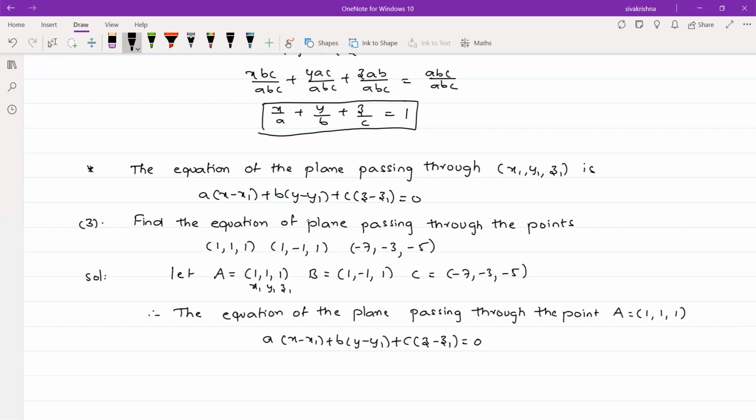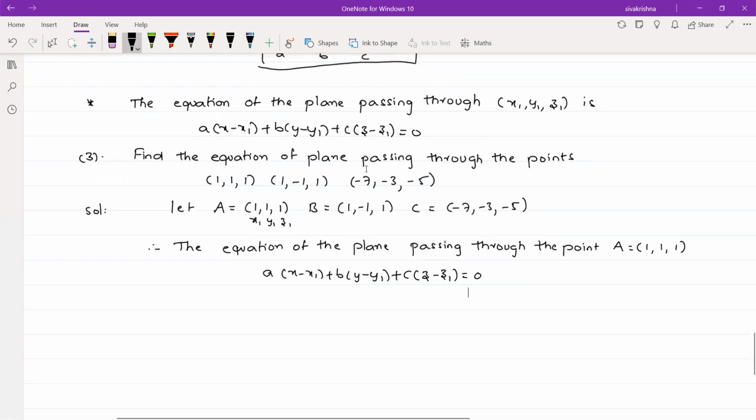In this equation, we substitute the values of x1, y1 and z1, so that we get a into x minus 1 plus b into y minus 1 plus c into z minus 1 is equal to 0. Treat this as equation 1. This is our required plane equation. We have two more points in the given problem.